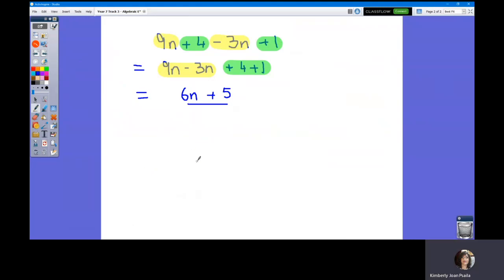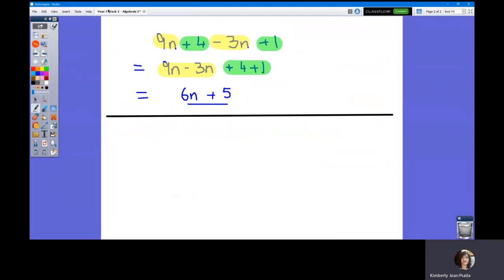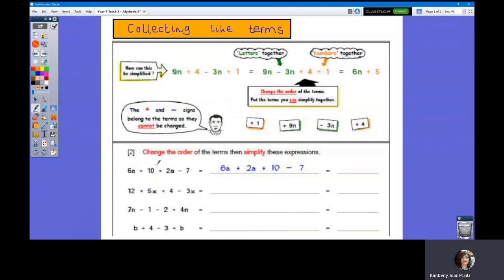Okay, so when you need to collect like terms, you bring the same terms next to each other and then you just simplify your expression. Okay, so let me do another example for you. So I'm going to do this, okay? He's telling us to change the order of the terms, then simplify these expressions. I'm going to do this first for you.